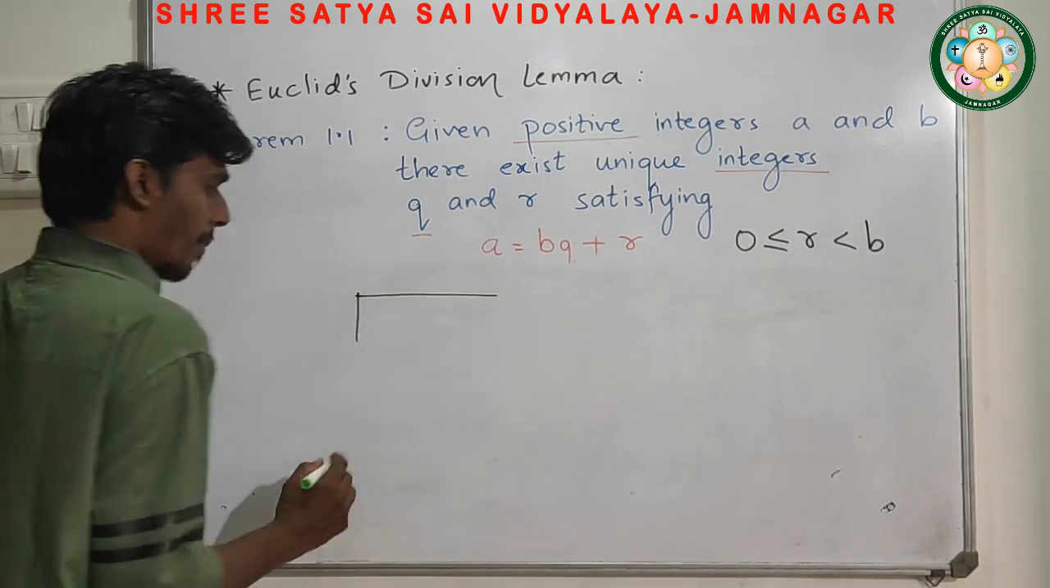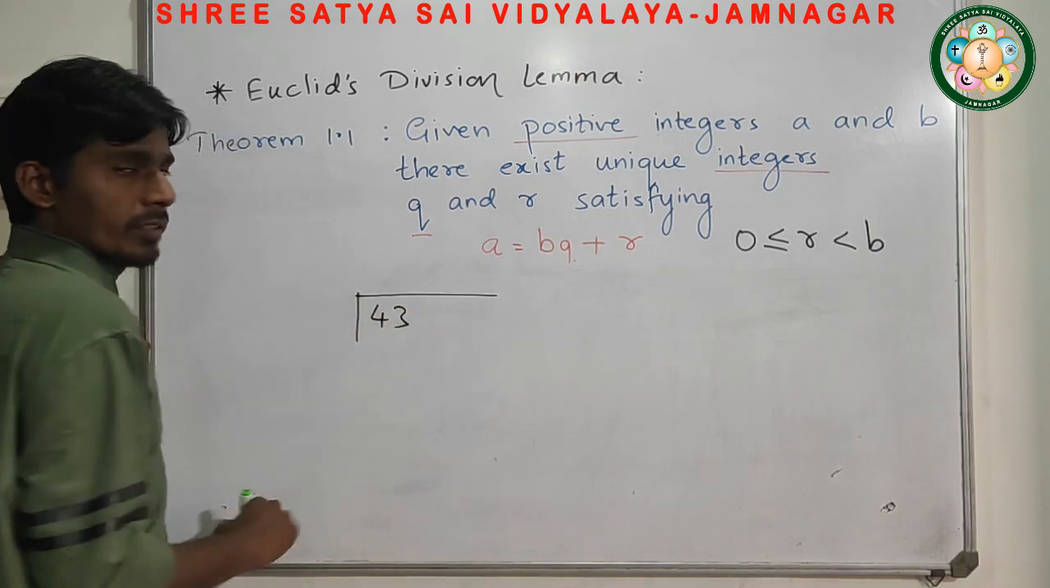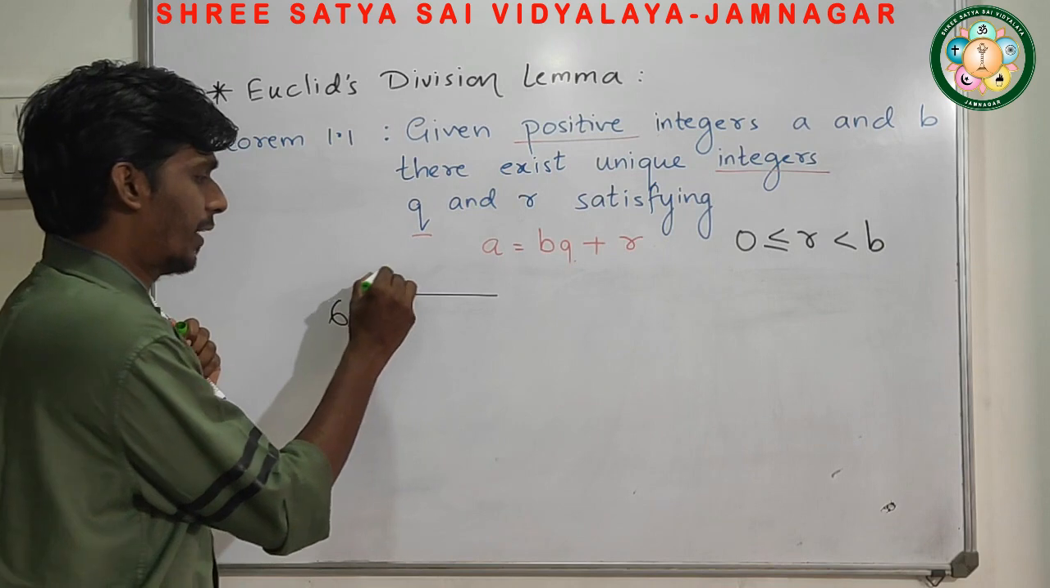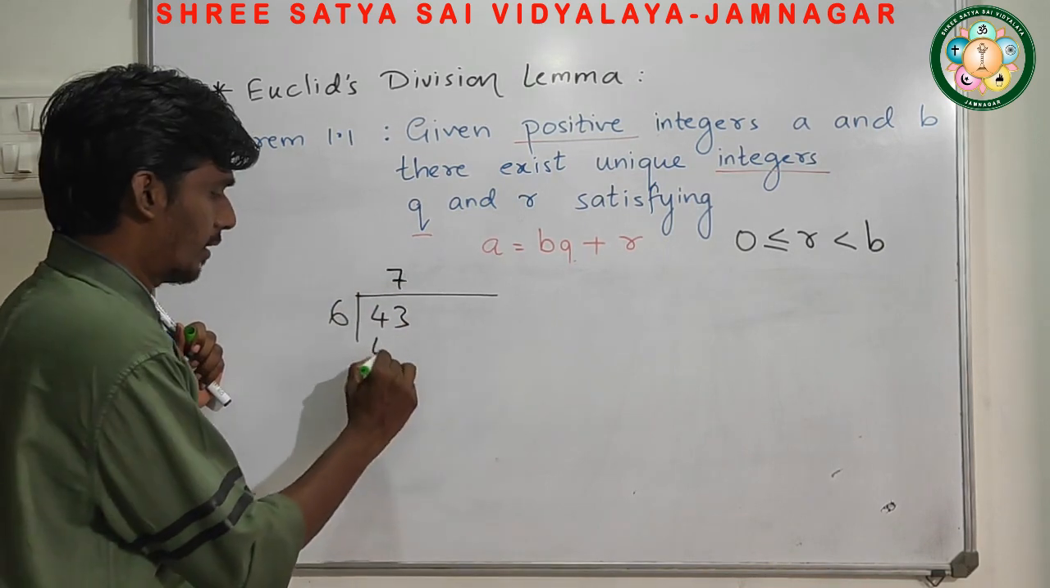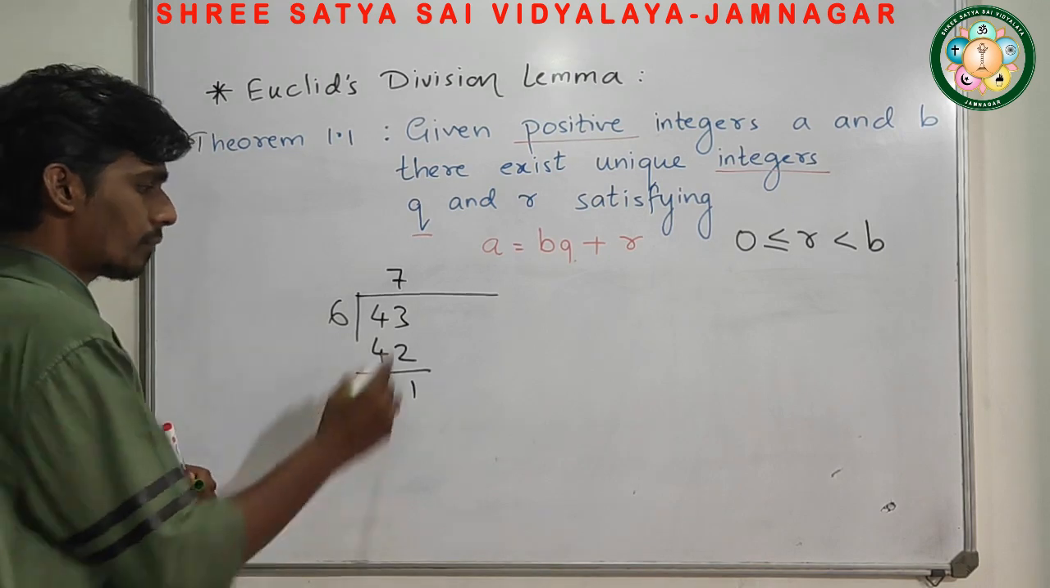Suppose I divide 43 by 6. Definitely here the quotient will be 7, and 6 times 7 is 42. The remainder is 1.